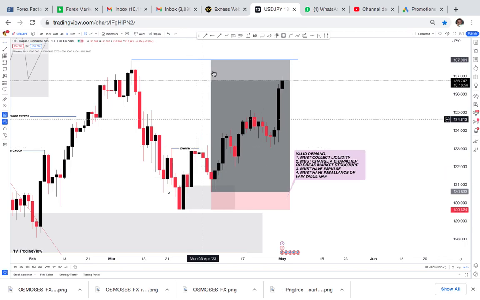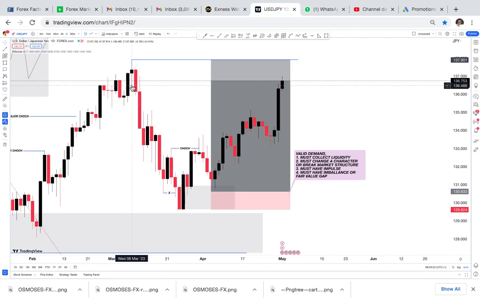Now, do I have a fair value gap? Impulse? Yes, I have impulse. Big candles. Look at this big candle here, and look at this big bullish candle here. This is impulse, correction, impulse. So I have these big candles. Look at these big bearish candles here also.